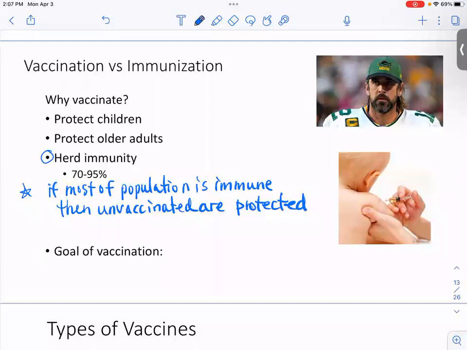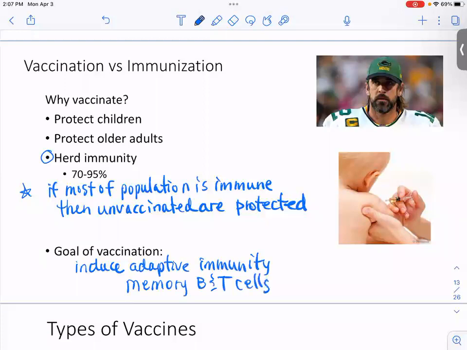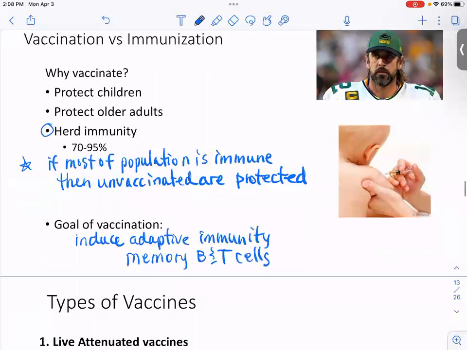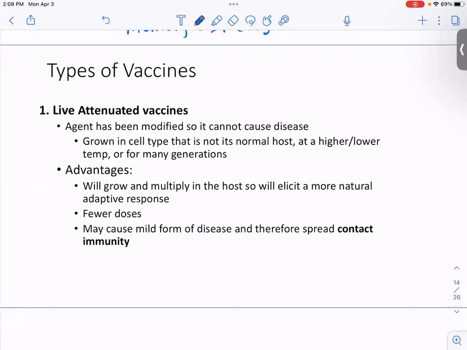Okay, so of course the goal of vaccination is that we want to induce adaptive immunity. We want to get memory B and T cells. So the next time that we're exposed, we don't have to make all those different immunological synapses, and we get a very fast response. All right, so I'd like to go through and talk through the most common types of vaccines that we have out there. This is a lecture that I've had to expand on quite a bit in the last few years as we've gotten lots of work done, different types of vaccines that we're using.